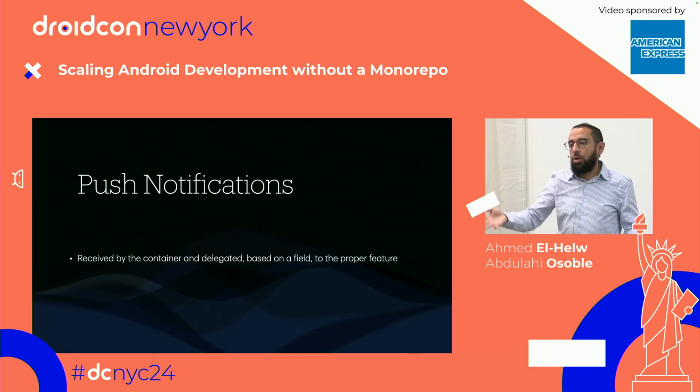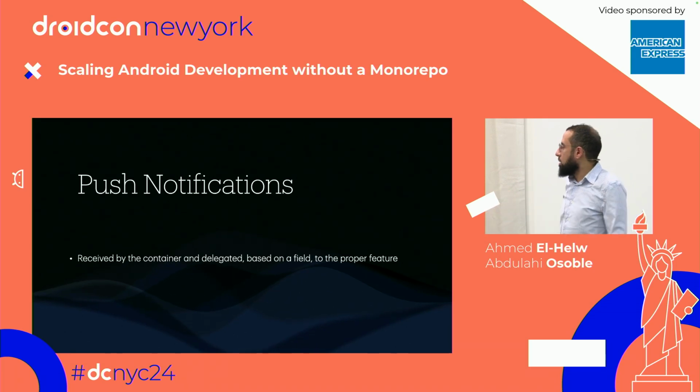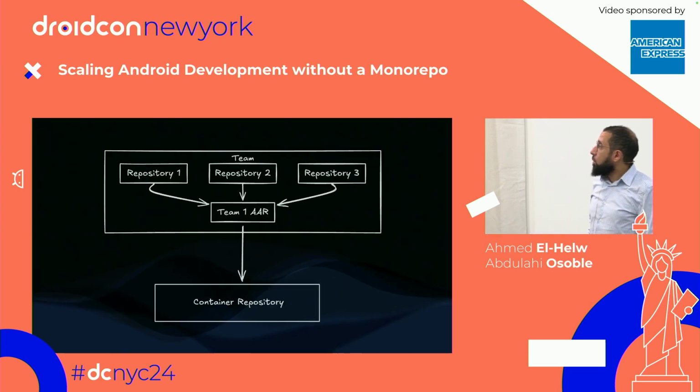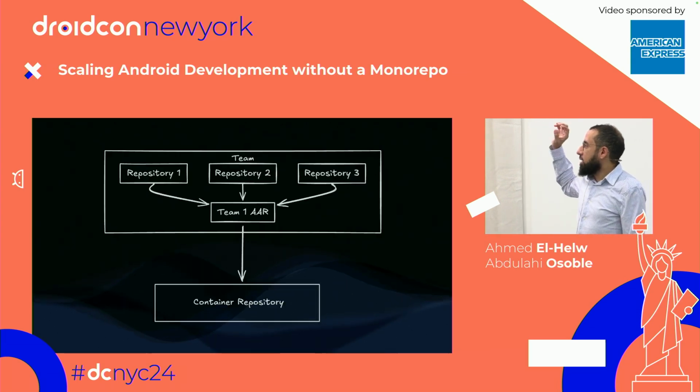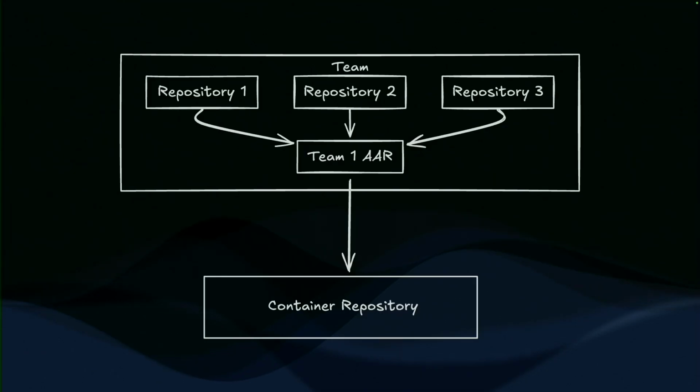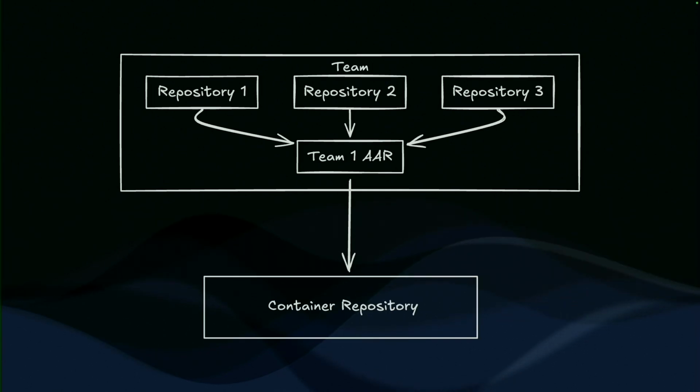It routes it to whoever is best suited to handle it, and that's it. So, okay, great. So how do the teams actually develop? We had this diagram saying that teams have their own set of repositories and output an AAR, and this AAR, the versioning is read by the container, and that's kind of how it works today, right? So if I'm working on a feature, what do I do?